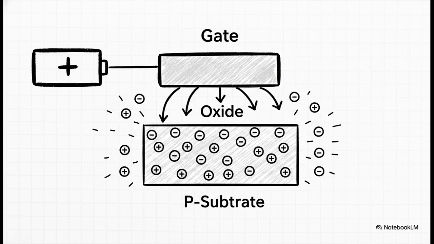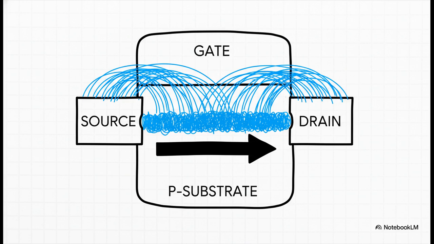And as all those positive charges run away, what's left behind? A thin little layer of negative electrons that get pulled up right underneath that oxide layer. We're starting to build a bridge. And if we keep cranking up that gate voltage, we eventually hit a magic number called the threshold voltage. The moment we hit that point, bam, that channel of electrons, it's called an inversion layer, snaps into place and connects the source all the way to the drain.